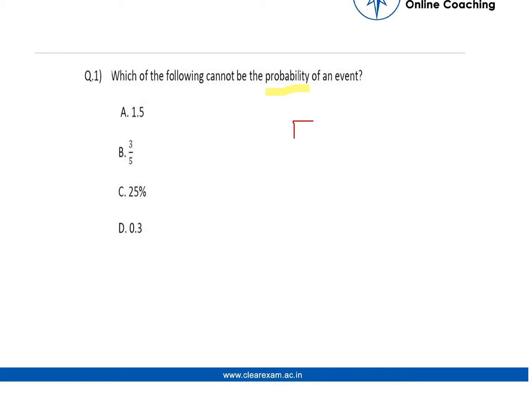That is, so now we'll be converting the options B and option C into decimal numbers and determining whether they lie in between the range. So option B 3 by 5 can be written as 0.6 and 25% can be written as 25 upon 100, that is 0.25.